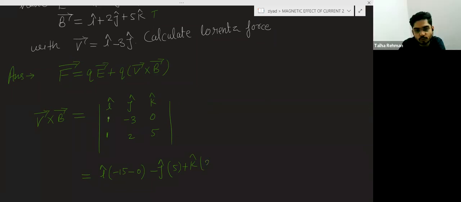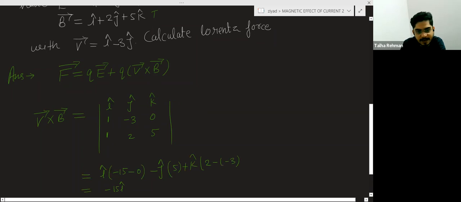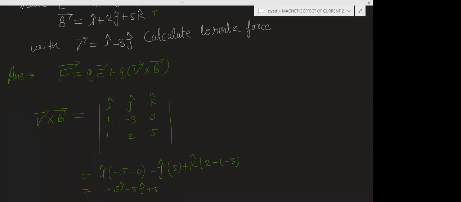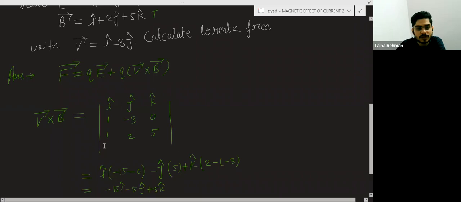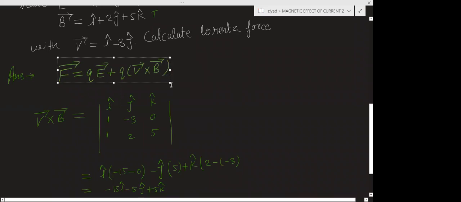This will become 2, and this will become minus 3. So finally you will have minus 15 of i cap, and this will have minus 5 of j cap, and this will have minus 2, so minus plus, this will become 5 of k cap. So v cross b is this. Now we will put all the values in this formula and we will get the answer.